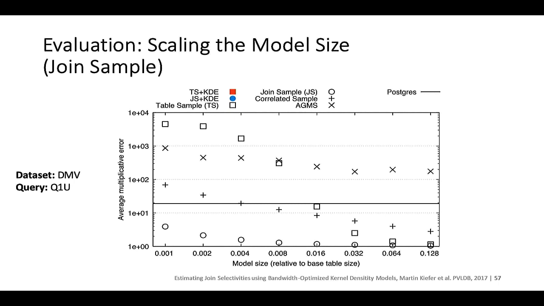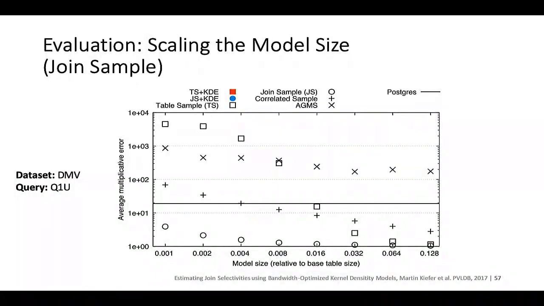And now let's check the join samples. As I mentioned earlier, the estimates provided by join samples themselves are already pretty good, simply because you don't need to deal with all these join problems. You just evaluate the sample, no questions asked, and then you get a super good accuracy. By adding a KDE, we can see that in the beginning, you get a slight improvement, and then while we're getting larger and larger, the two models converge.